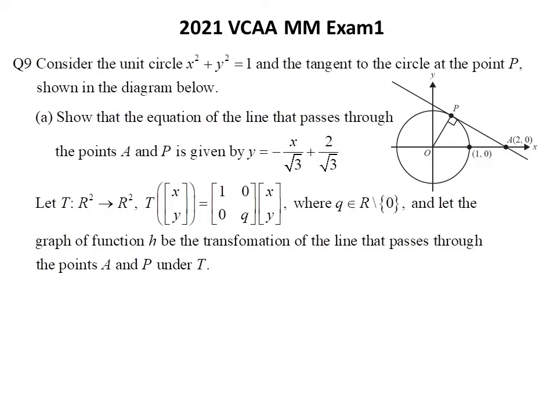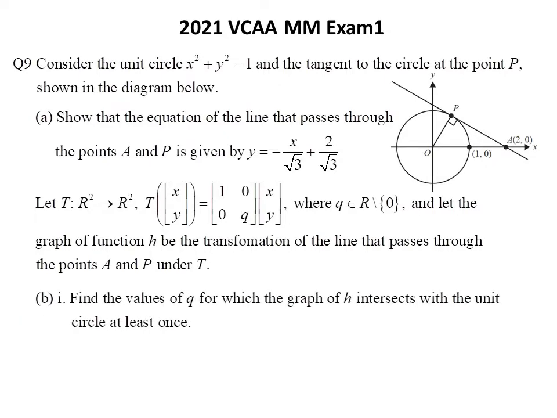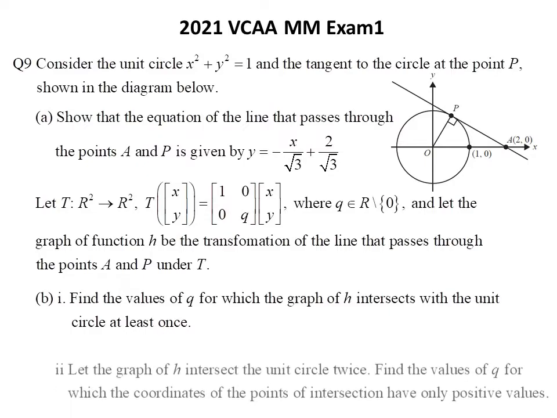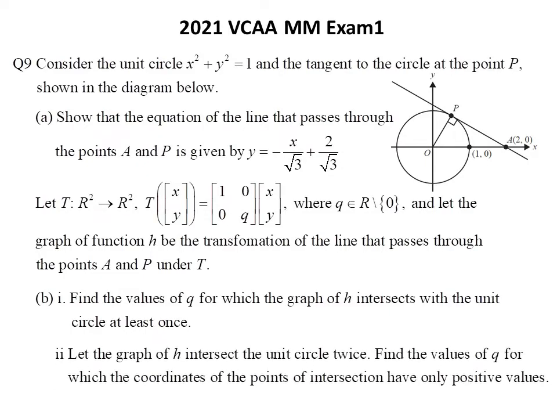Based on this, the first question of part B is to find the values of Q such that h of x intersects with the unit circle at least once. The second question of part B is to find the values of Q for which the coordinates of the points of intersection have only positive values, given that h of x intersects with the unit circle twice.